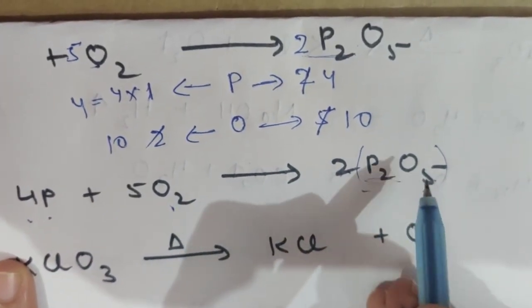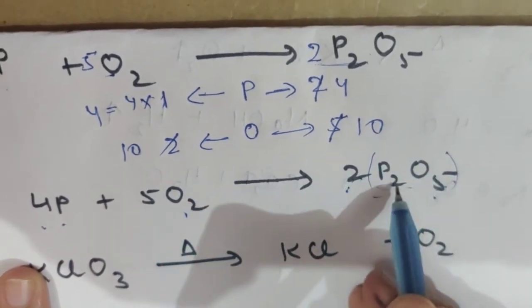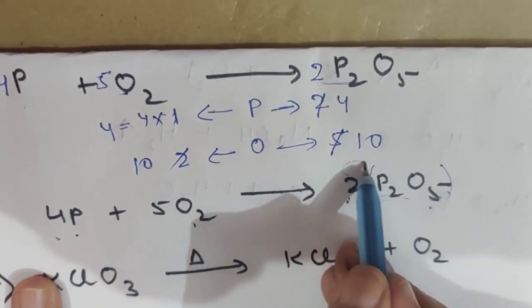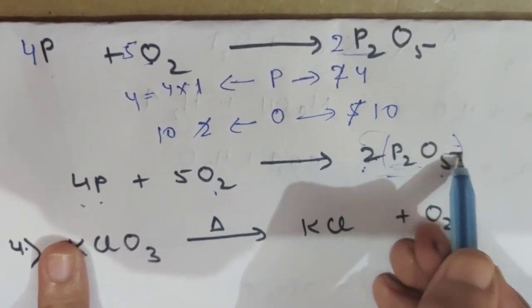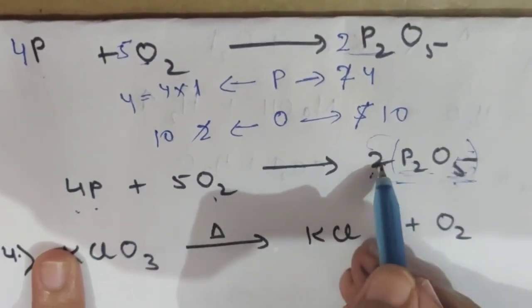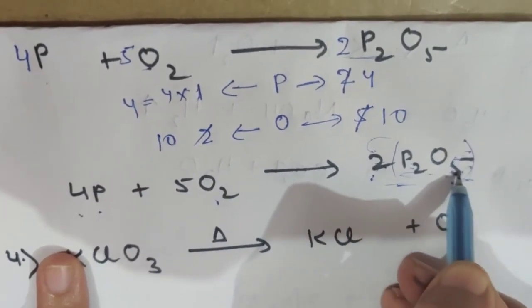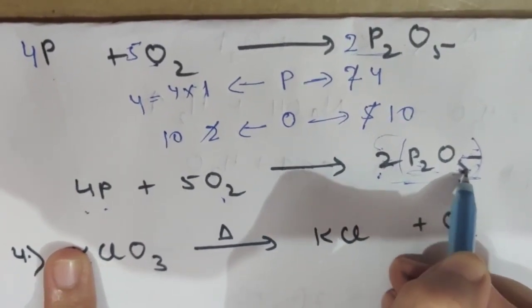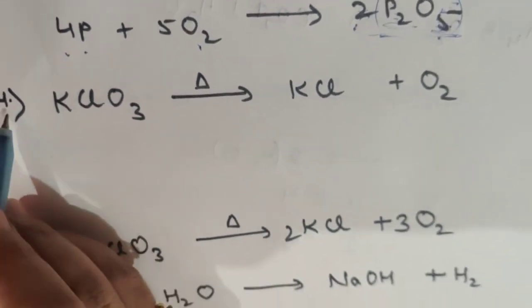It can only be placed in front of the molecule, and then this number is applicable to each and every atom present in the molecule, and it will be multiplied with the subscript present along with the atom. So this becomes 4, 2 2s are 4, and this becomes 2 into 5, 10. I hope this equation is clear to you. Now next is the fourth one.